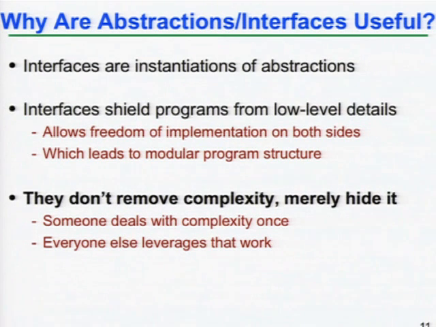But the key point she makes is that interfaces don't remove complexity. They merely hide it. That is, somebody deals with the complexity once, and then everybody else gets to leverage that work. So it's not like you've magically made complexity disappear. You've just been able to encapsulate it and let everybody else use that work. And so what Barbara Liskov says in her talk is modularity based on abstraction is the way things get done.